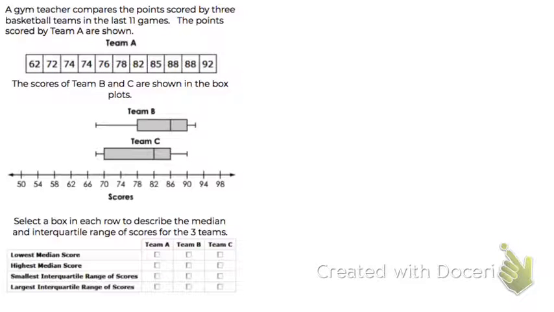Here it says a gym teacher compares the points scored by 3 basketball teams in the last 11 games. The points scored by Team A are shown in this table, just written out like this, and they do have them written out in order, which is nice. But then Team B and C, they're displaying the data in box and whisker plots. They're asking us to compare the median and the interquartile range for Team A, B, and C.